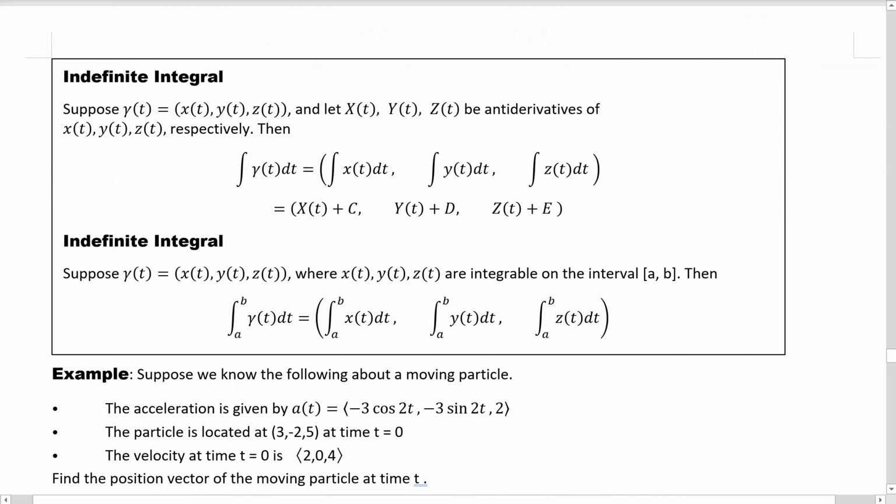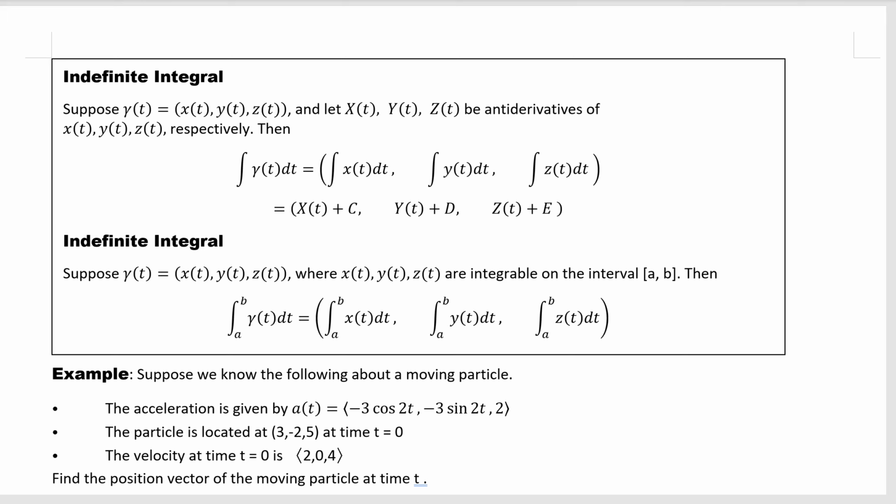Indefinite integral. We have already talked about how to differentiate a parameterization, and how to differentiate vector valued functions. Now let's talk about how to integrate vector valued functions. Suppose gamma of t equals, with coordinate functions x of t, y of t, and z of t. Let capital X, capital Y, and capital Z be the antiderivatives of the coordinate functions, respectively. Then the indefinite integral of gamma of t equals, we just integrate each coordinate respectively.